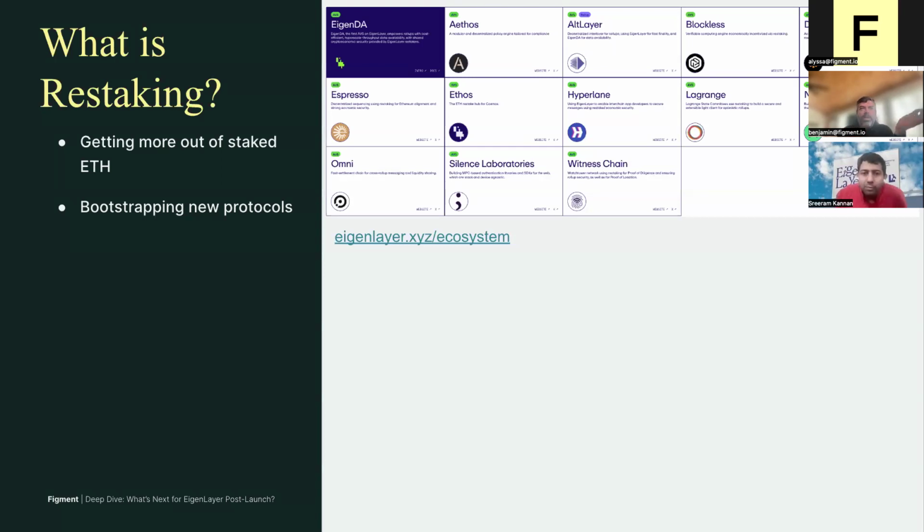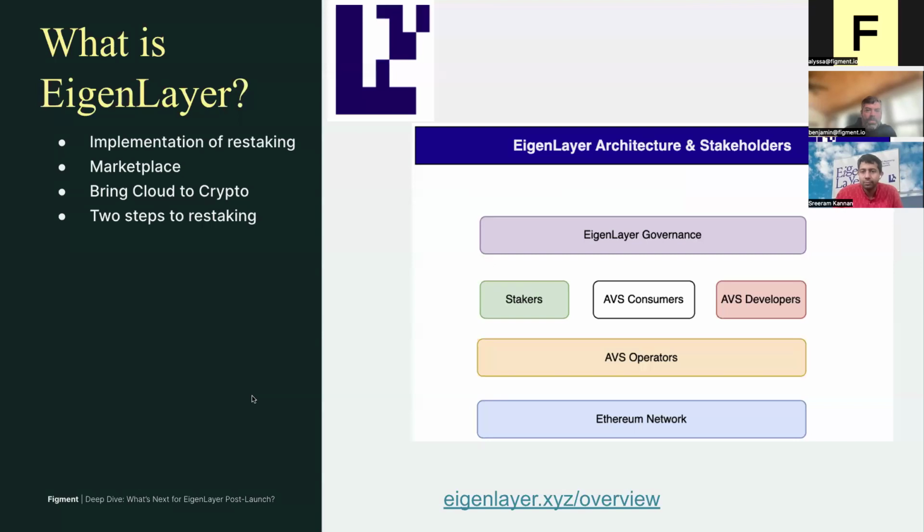But when you hear AVS, if you're new to restaking and EigenLayer, when I say AVSs are actively validated services, just think of protocols built within the EigenLayer ecosystem. Next slide, please. So Sreeram, I know you already talked a little bit about EigenLayer, but if you wouldn't mind giving a little bit more here in terms of restaking and what exactly EigenLayer is.